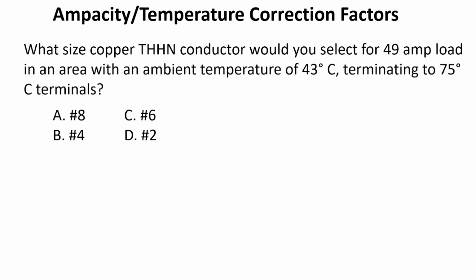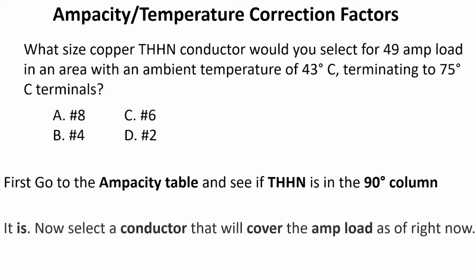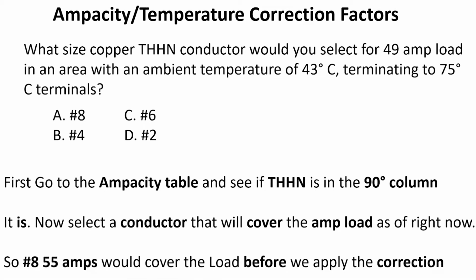What size copper THHN conductors would you select for a 49 amp load in an area with the ambient temperature of 43 degrees C terminating to 75 degrees C terminals? First, we go to our ampacity table and see if THHN is in the 90 degree column. It is, so now we select a conductor that will cover the amp load as of right now. So number 8, 55 amps, would cover the load before we apply the correction factors.